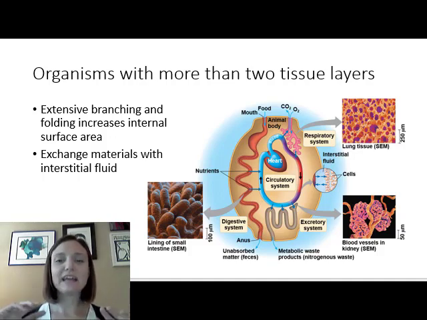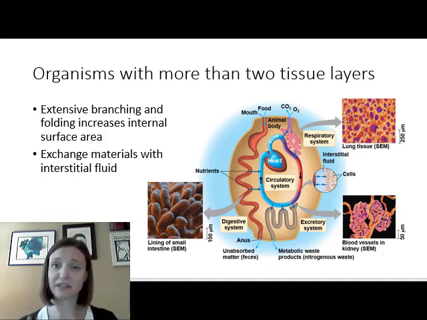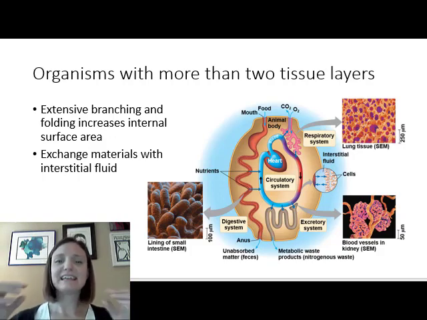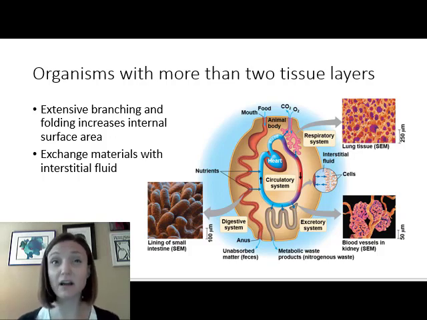And the way that multicellular animals have been able to maintain homeostasis through exchange of materials, whether it's getting rid of gas or bringing in food or whatever, is they've now taken that surface area that they need to exchange materials and they've internalized it. They've internalized it through extensive branching and folding of their internal organs.